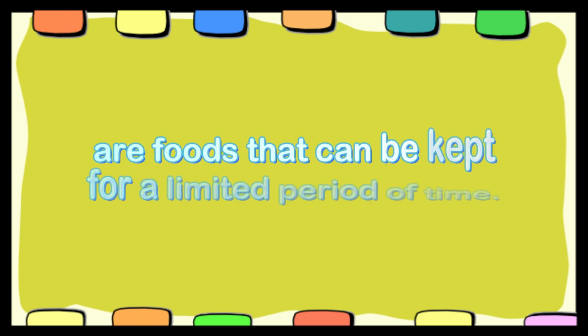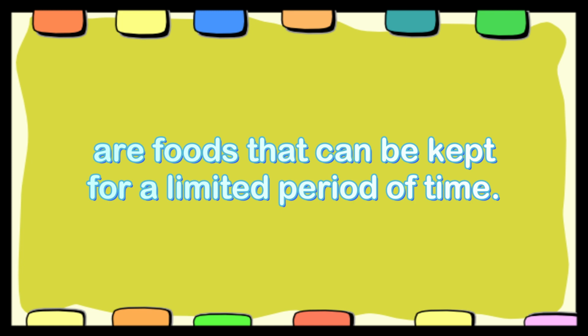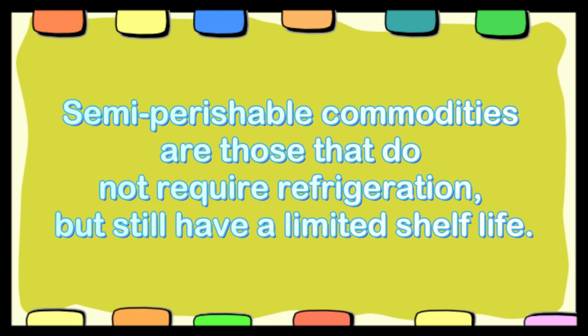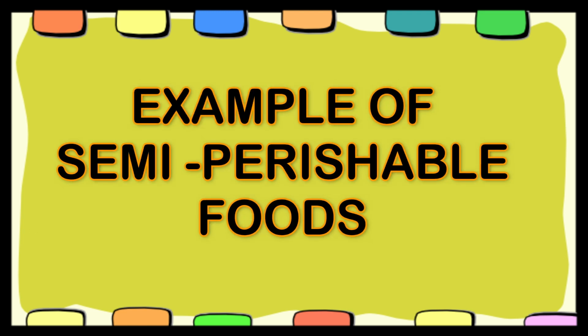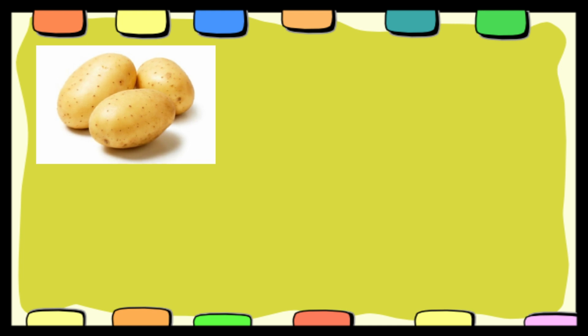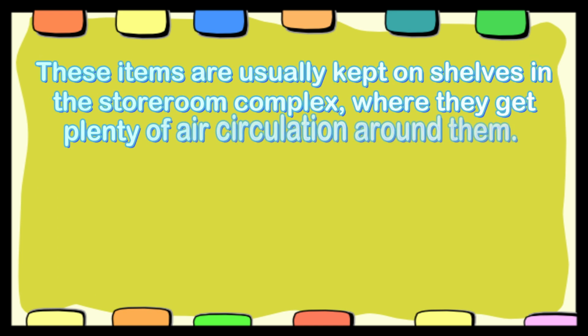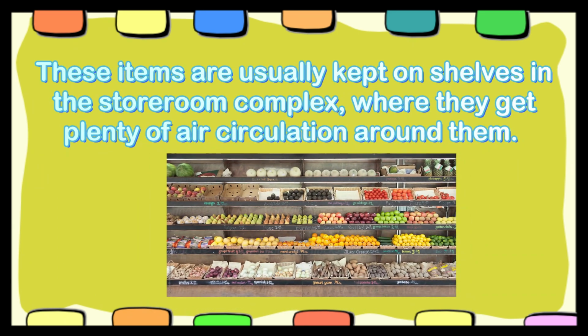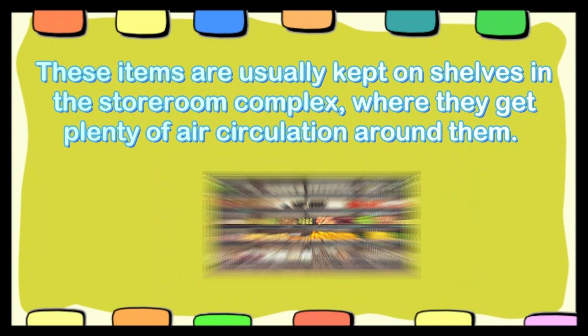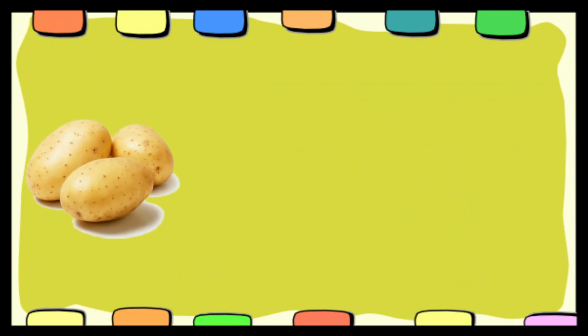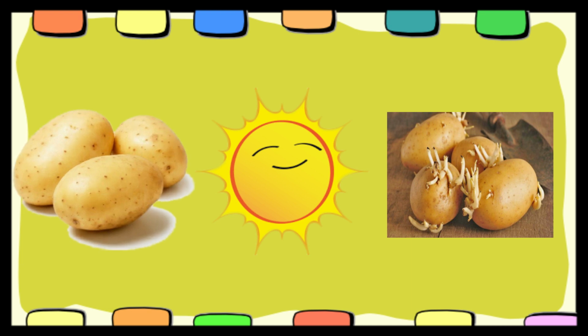Now, the second one is semi-perishable foods. These are foods that can be kept for a limited period of time. Semi-perishable commodities are those that do not require refrigeration but still have a limited shelf life. They include things like potatoes, onions, pumpkins, and salamis. These items are usually kept on shelves in the storeroom complex, where they get plenty of air circulation around them. Potatoes need to be kept away from light as they will start sprouting.